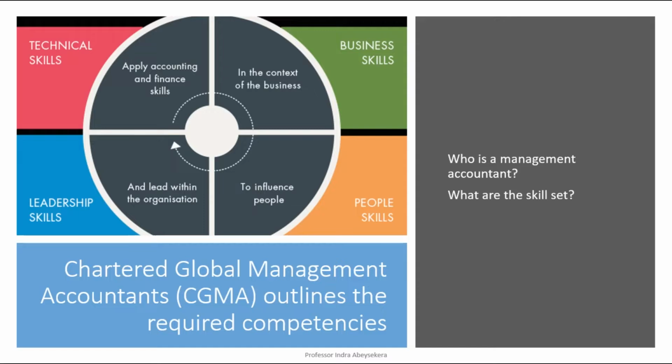First, technical skills to apply accounting and finance skills. Second, business skills to apply those skills in the context of the business or the enterprise. Third, people skills to influence people with information in hand. Fourth, leadership skills to lead within the enterprise. So these are the 4 broad skill sets that are propagated by the CGMA as required competencies in their syllabus.